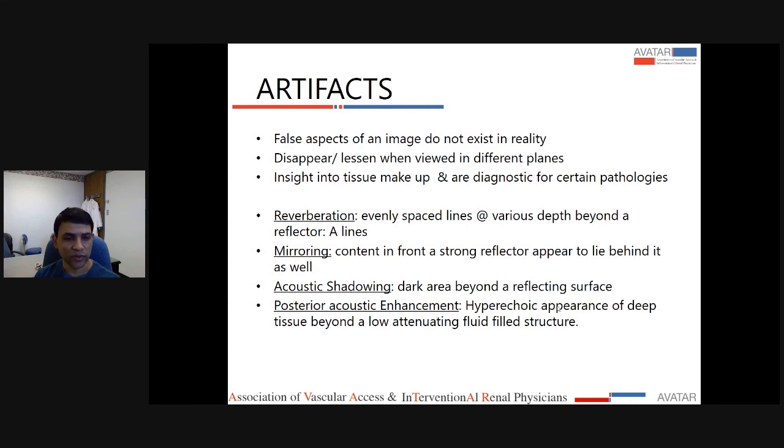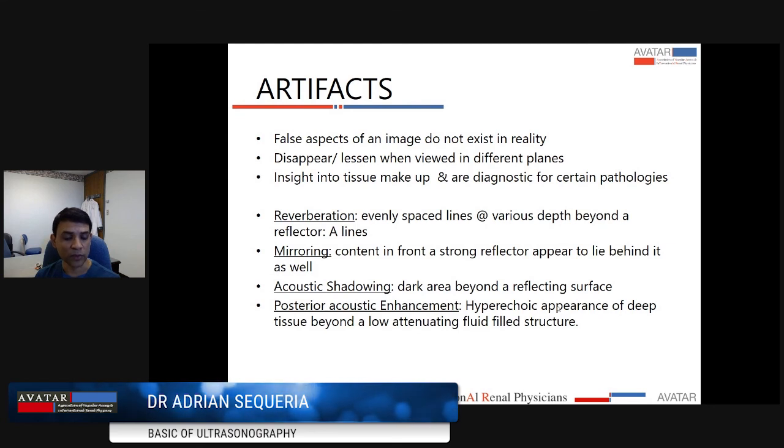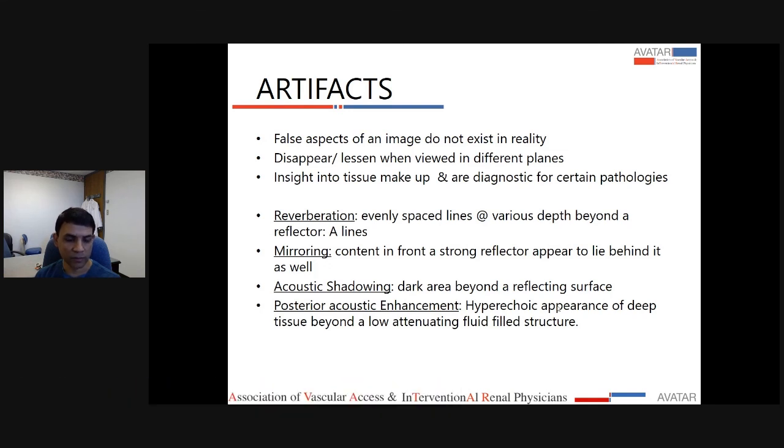The first one is reverberation artifact, which presents itself as evenly spaced lines beyond a reflector. This is classically seen in the lung as A lines. Next is the mirroring artifact. Here, content in front of a strong reflector appears to be behind it as well. This is typically seen when you have an image of the lower part of the lung, the diaphragm, as well as the liver. And so a part of the liver may appear above the diaphragm as well.